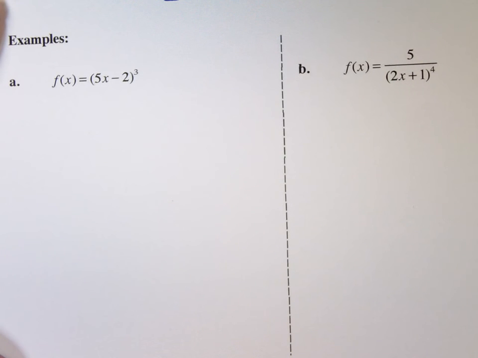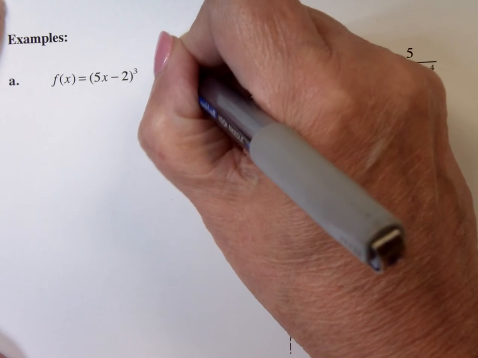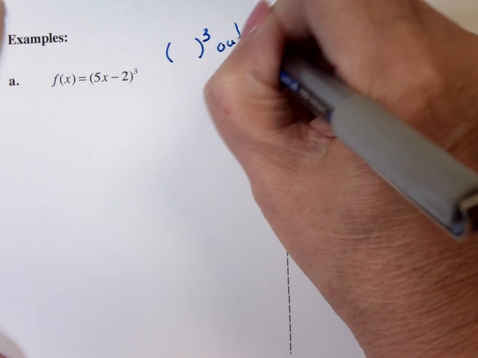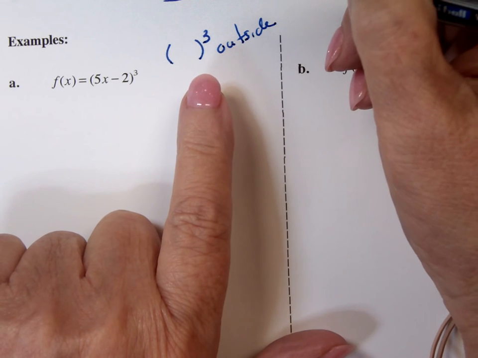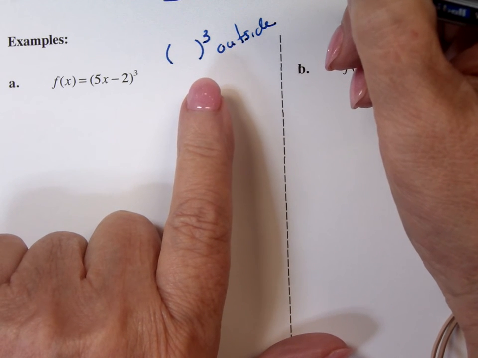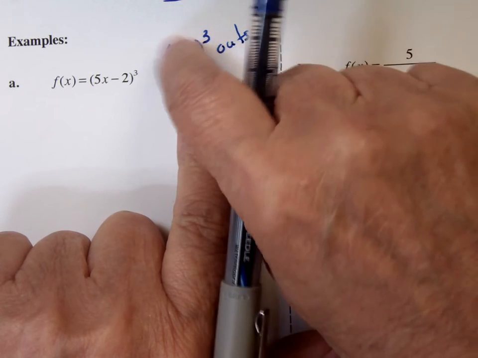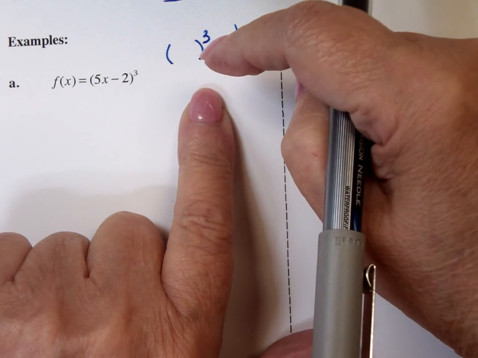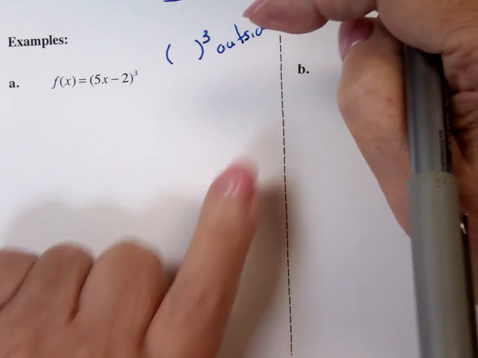If f of x is equal to (5x minus 2) cubed, this is what I see. The outside is something cubed. Can I differentiate x cubed? What's the derivative of x cubed? 3x squared. So I could differentiate this thing if that were an x. But that's just a set of parentheses cubed. So it's 3 times a set of parentheses squared. It's like 3x squared.